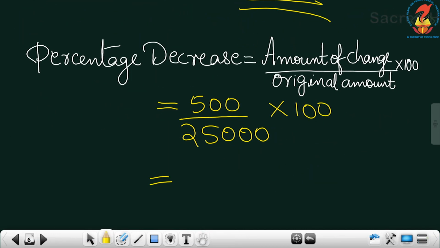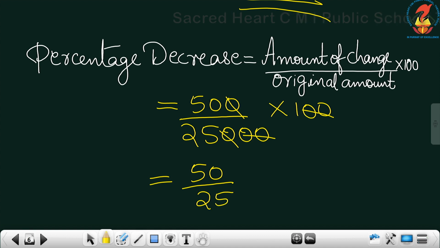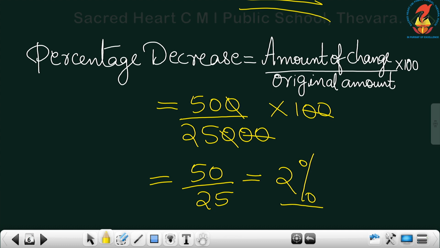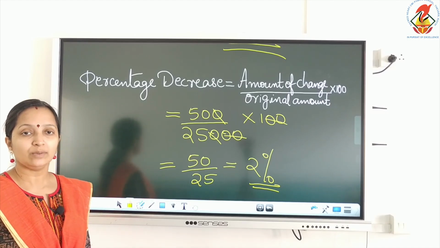Just cancel the zeros, 2 zeros here, 2 zeros here, 1 zero here, 1 zero here. So 50 by 25. What is the answer? 2. So we can write 2%. So what is the percentage decrease here? 2%. I hope it's clear.